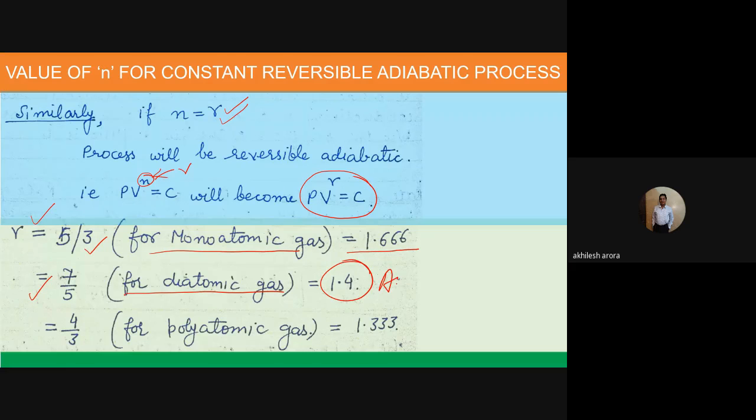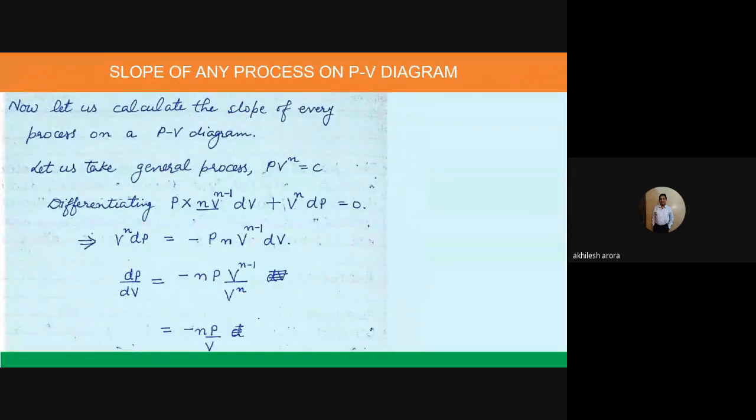This is very important. For air, you should always remember this particular value, or any other diatomic gas. If it is a polyatomic gas, the value is 1.333 or 4/3. This you have studied in your 11th standard also.